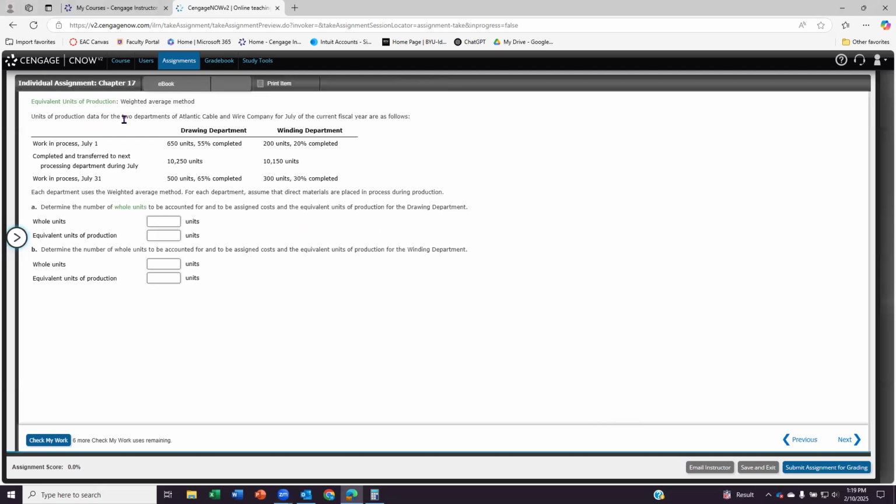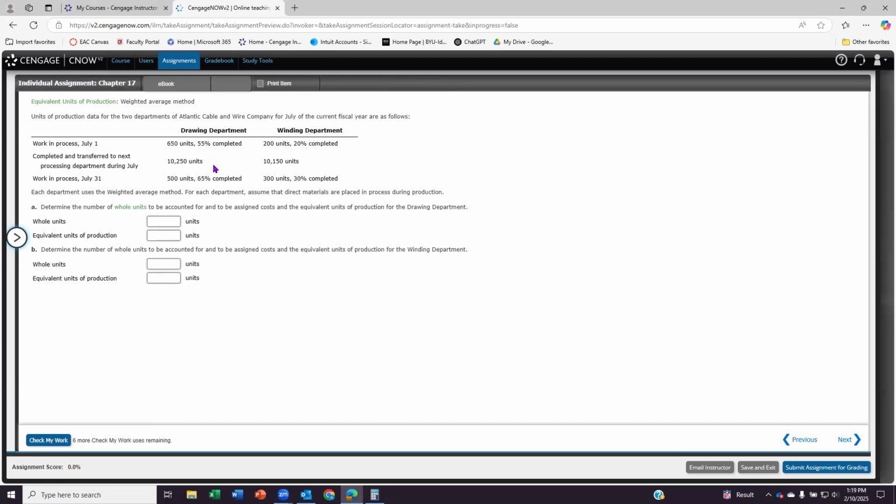Units of production data for two departments of Atlantic Cable and Wire Company: the drawing department and the winding department. They give us the work in process at the beginning, the completed and transferred, and the work in process at the end for both departments. It says determine the number of whole units to be accounted for and assigned costs and equivalent units of production for the drawing department. It's saying how many units from July we need to account for.